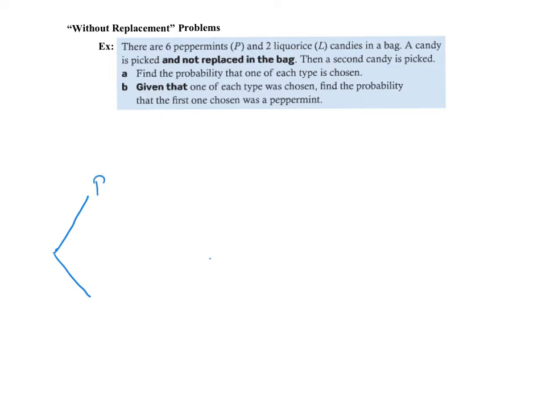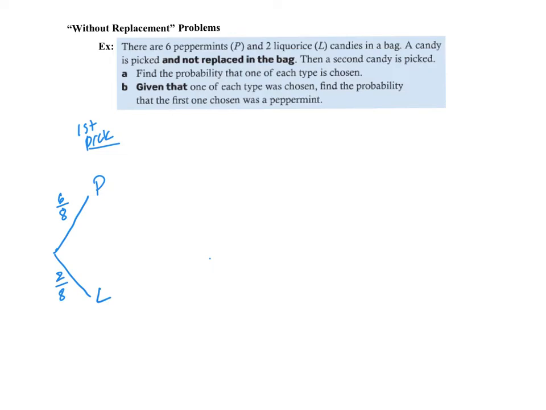Your first pick can either be peppermint or licorice. So I'm going to label this first pick. Okay, now there are 6 peppermints and 2 licorice, so there's a total of 8 pieces of candy in the bag. So the probability of picking that peppermint the first time would be 6 out of 8, and the probability of picking the licorice would be 2 out of 8.